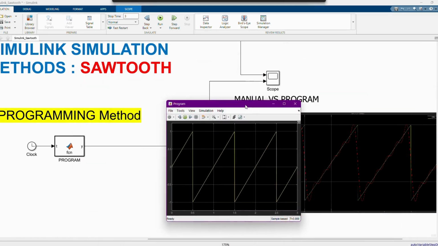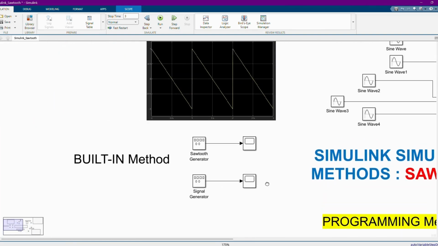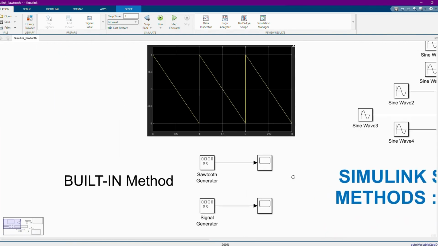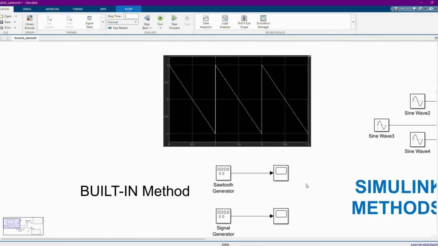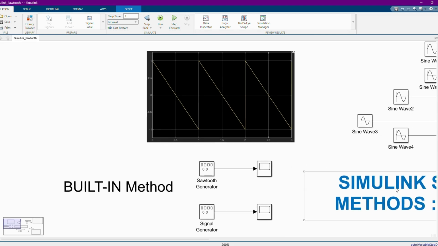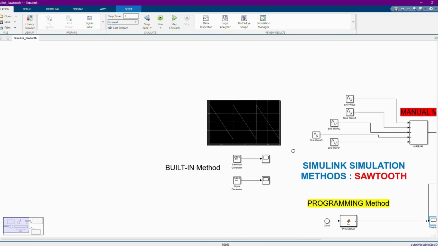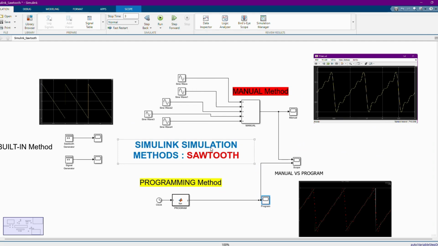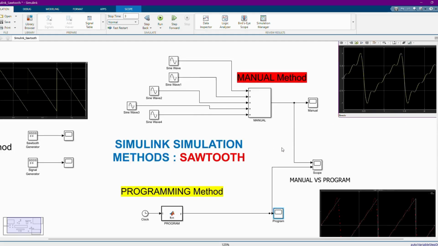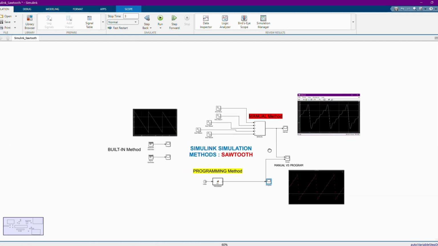Built-in method. For high-performance simulations, we utilize native Simulink blocks like the repeating sequence or signal generator. These are optimized for simulation speed and provide a mathematically perfect sawtooth without the harmonic ripples seen in the Fourier approximations. Comparing these, the manual method is ideal for education, programming offers the greatest control over the spectrum, and the built-in blocks provide the most stable reference for system testing.